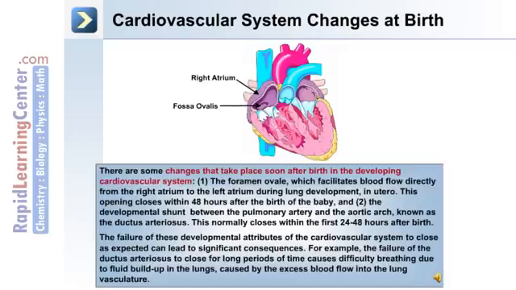The second is the developmental shunt between the pulmonary artery and the aortic arch, known as the ductus arteriosus. This normally closes within the first 24 to 48 hours after birth. The failure of these developmental attributes of the cardiovascular system to close as expected can lead to significant consequences. For example, the failure of the ductus arteriosus to close for long periods of time causes difficulty breathing due to fluid buildup in the lungs. This is caused by the excess blood flow into the lung vasculature.